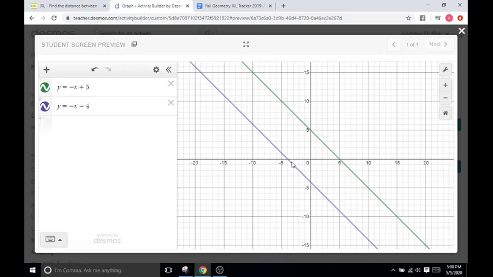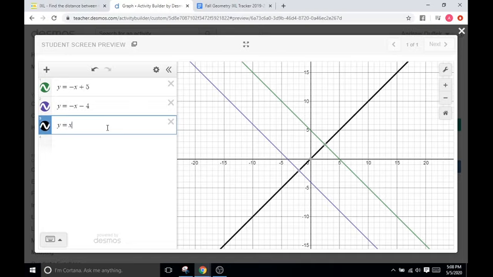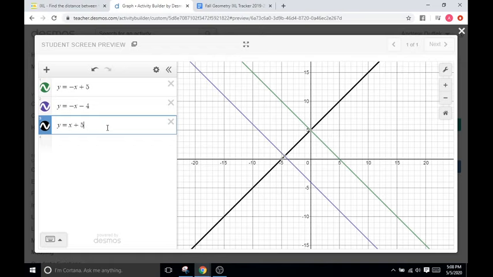And what you want to do is choose a perpendicular line that will go through one of the lines where they intersect on the y-axis. So right here, this line intersects the y-axis at 5. And so we're going to draw a line. It doesn't really matter. We'll do y equals x plus 5, something like that. So we're going to draw a perpendicular line just like this.